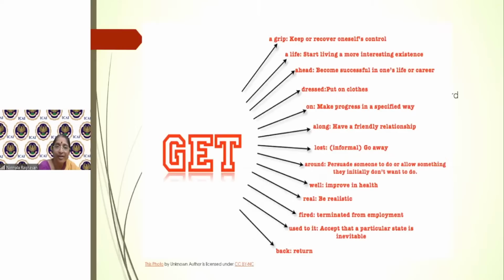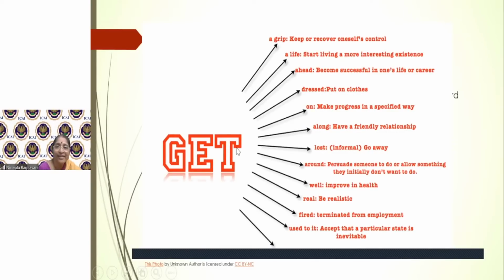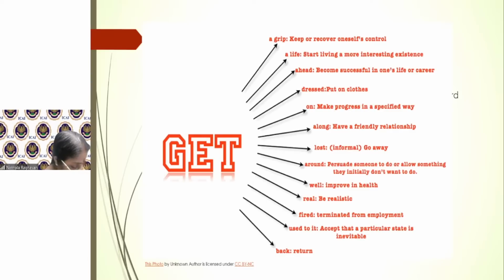Now, look at this. Get a grip, get a life, get ahead, get dressed, get on, get along, get lost, get around, get well, get real, get fired, get used to it. Okay. And you see the meanings, they are all totally different. So, homonyms, they sound the same way, but their spellings are different. For example, red, R-E-D, and read, as in she read the book, R-E-A-D. Okay. They sound the same.